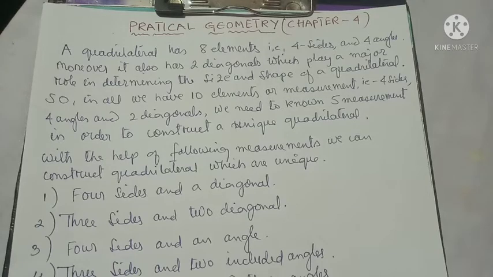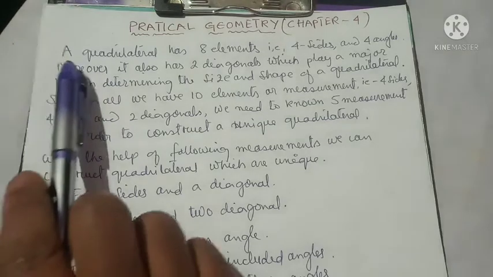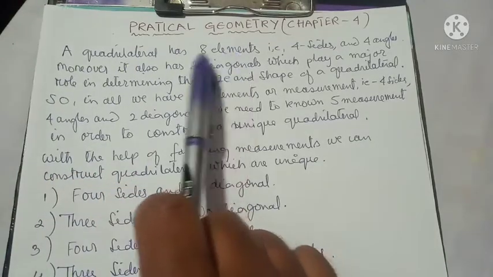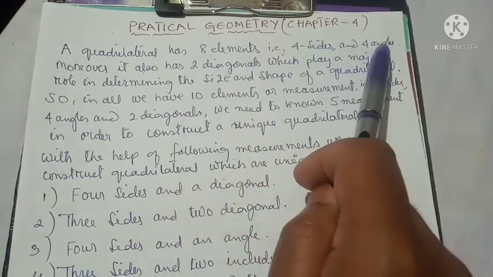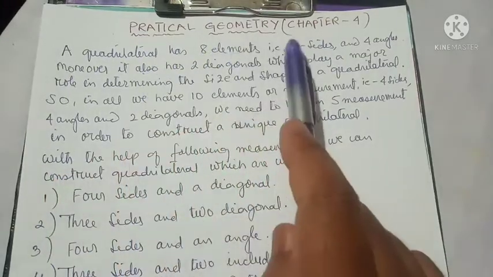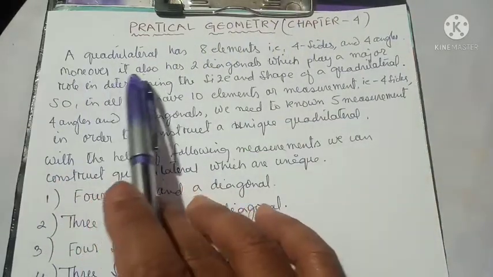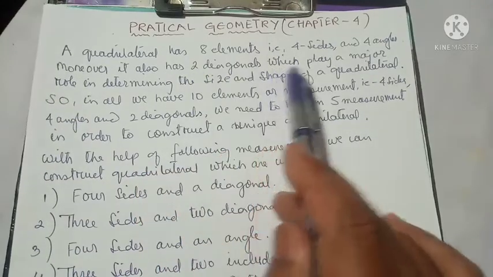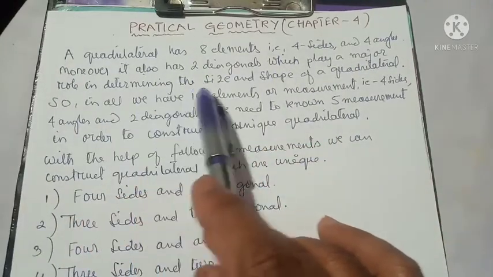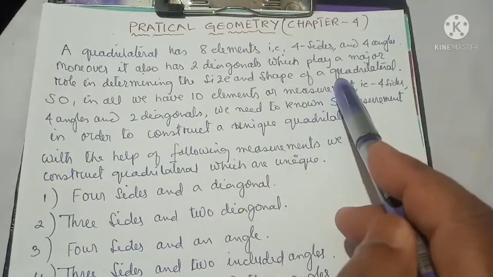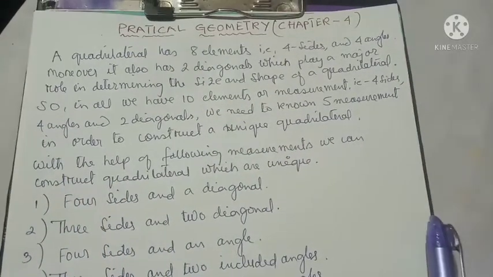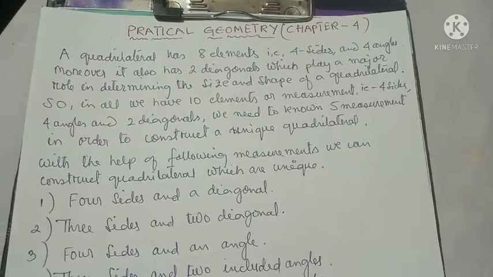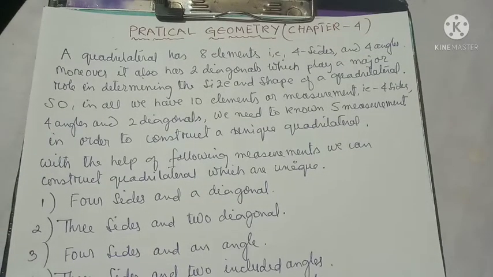Let's see today's topic. A quadrilateral has 8 elements. It means there are 4 sides and 4 angles. Moreover, it has 2 diagonals also, which play a major role in determining the size and the shape of the quadrilateral. We all know this: 4 sides, 4 angles. Besides that, it has 2 diagonals also.